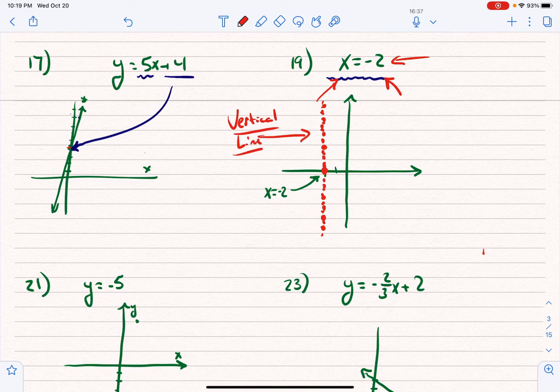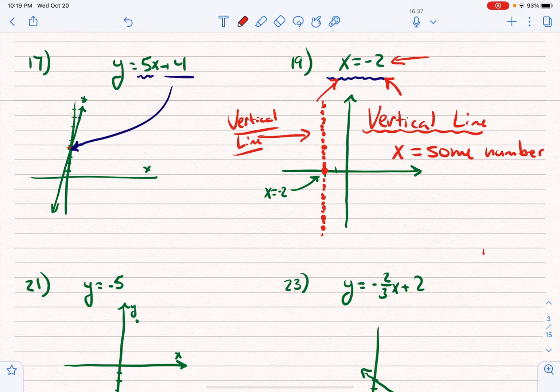I get a vertical line. And so this is something I need to recognize. It's one of the things we'll talk about today, but I'll go ahead and mention it. If you ever have the equation of a vertical line, or if you ever have x equals some number, that is the equation of a vertical line. A vertical line is always x equals some number. That'll always be the equation of a vertical line. That's what we have here.